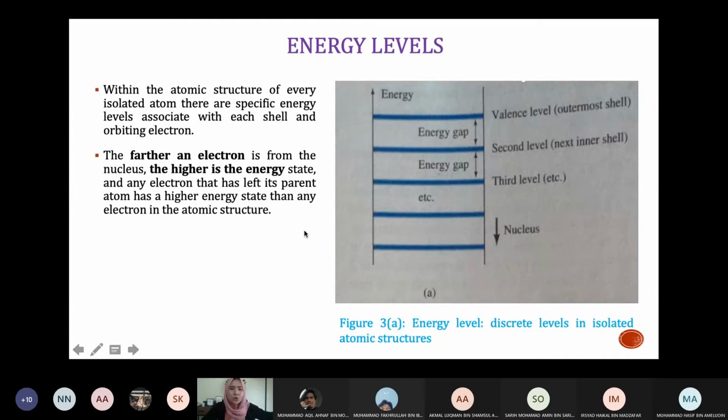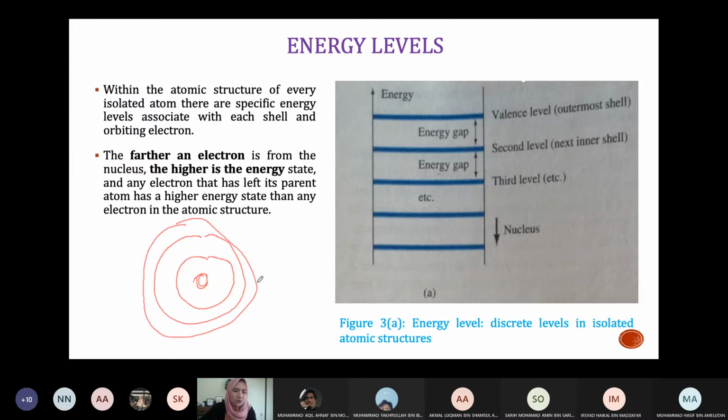So if you remember your atomic structure, you have the nucleus in the middle. You have the first shell, second shell. For example, you only have 3 shells. So the outermost shell here is the valence shell.